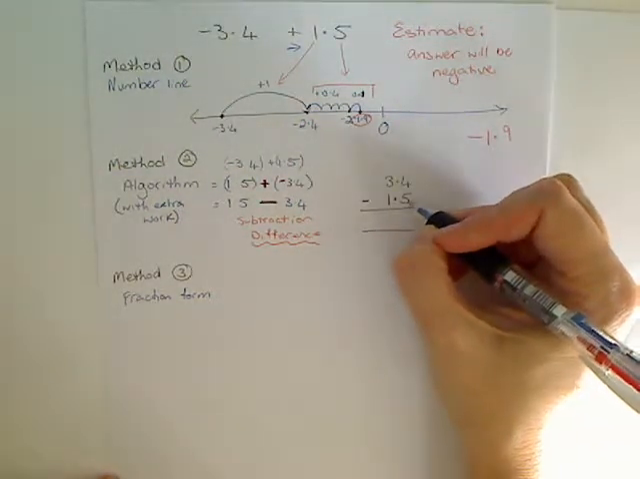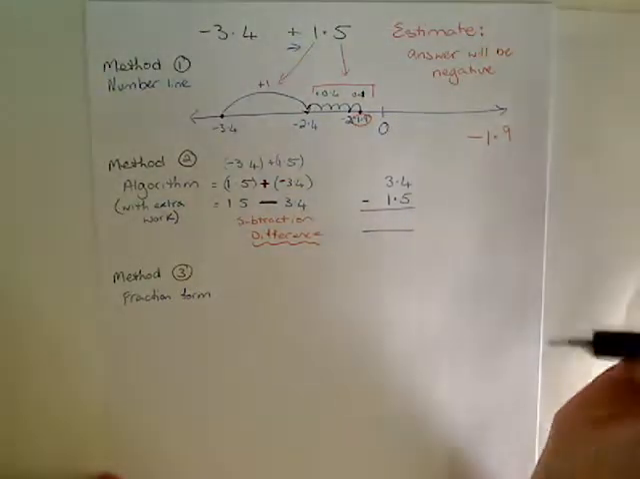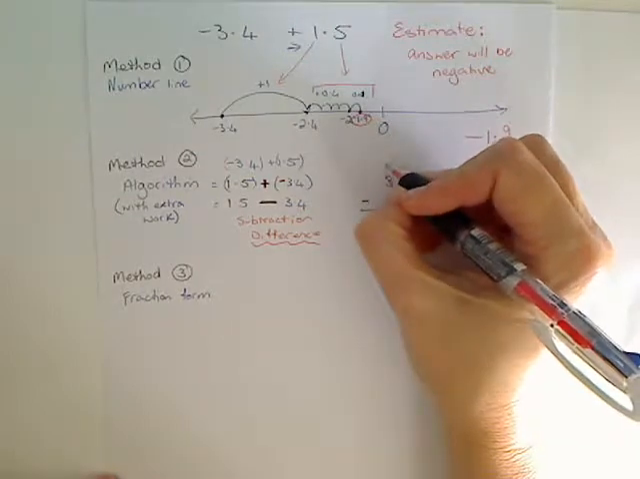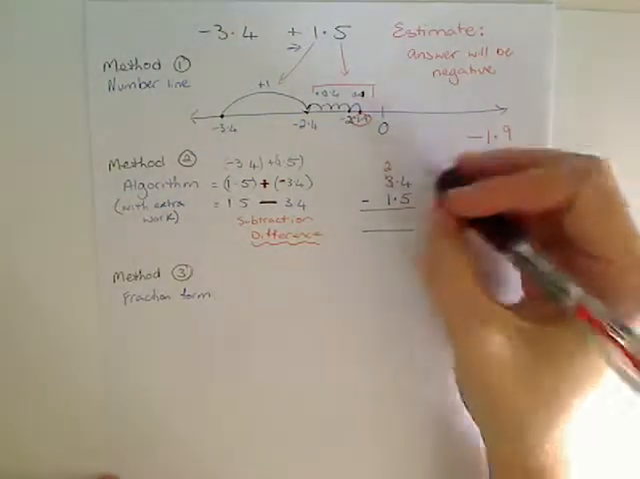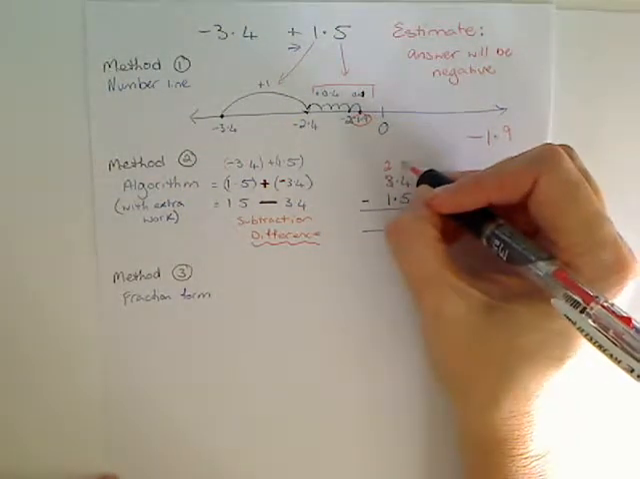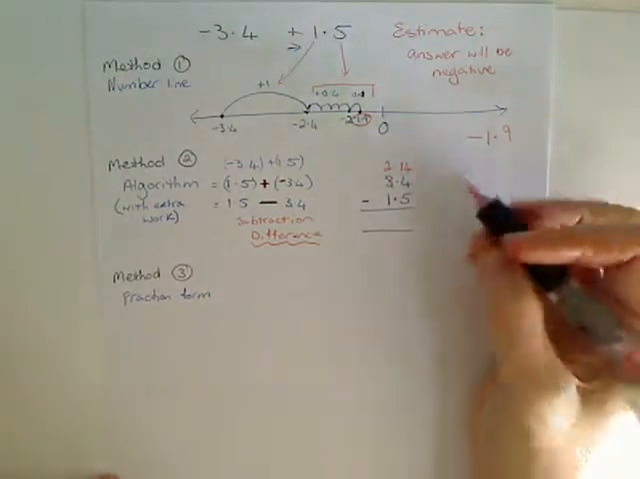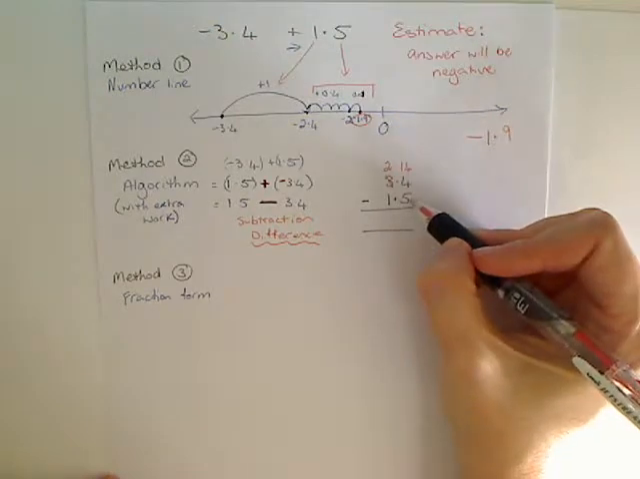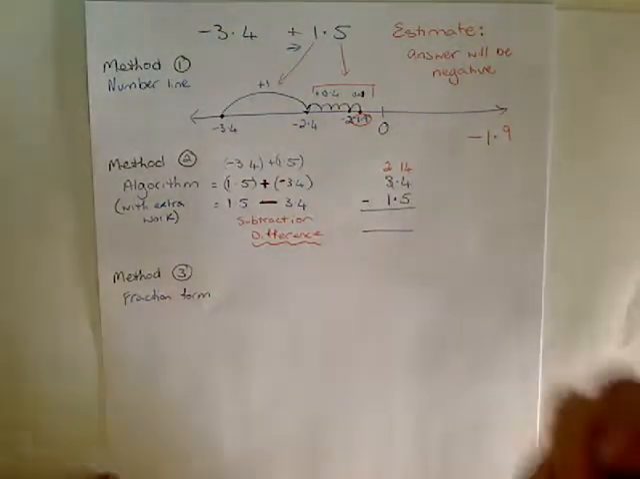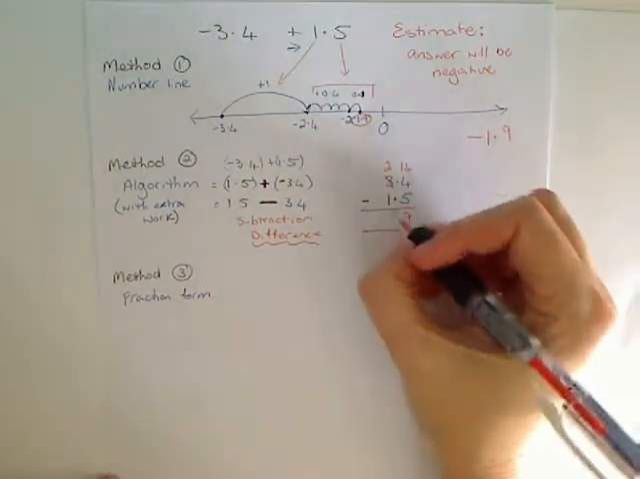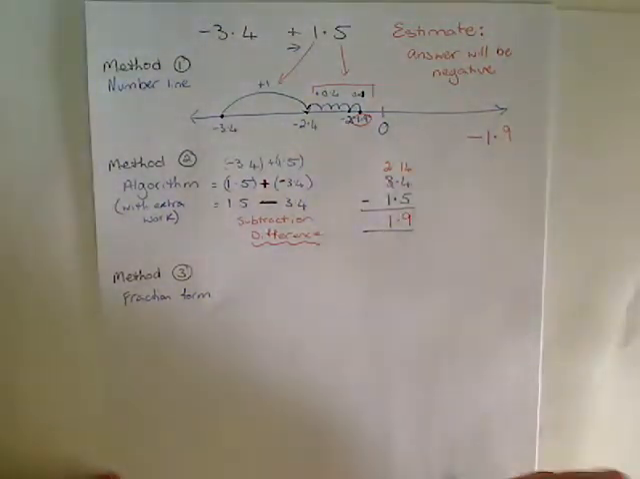We're going to take 5/10 from 4/10. I can't do that. I need to rename. So I'll take one of these wholes, leave 2 there, and I'll rename my whole as 10/10, plus I've got the 4 there. So I've got 14/10. 14/10 take 5/10. I can do that. That's 9. 2 take away 1 whole is 1 whole remaining.